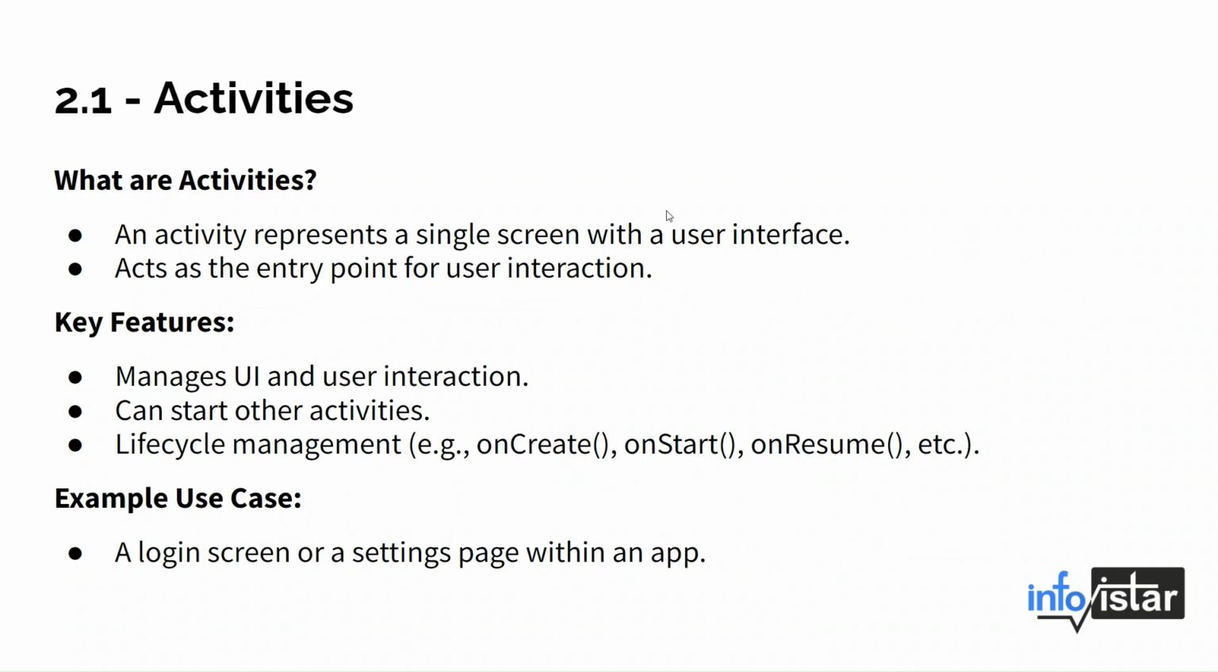So what are activities? An activity is basically a user interface with which the user can interact. It acts as an entry point for user interaction. Key features: it manages the UI and user interaction, can start other activities, and handles lifecycle management with onCreate, onStart, onResume. We will discuss these functions when we start coding. For example, a login screen and a settings page within your app. So basically, an activity component is a user interface for the user.